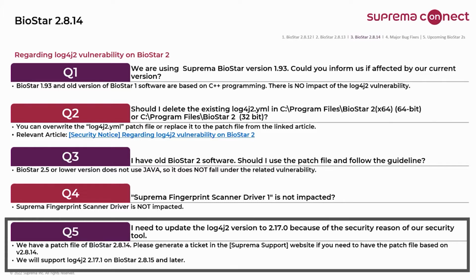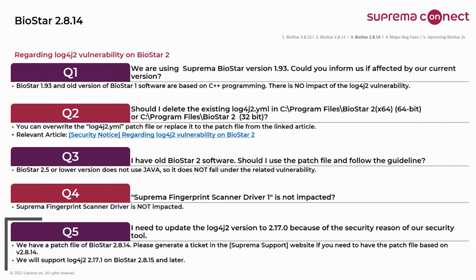Question number 5. I need to update the Log4j2 version to 2.17.0 because of the security reason of our security tool. The answer is we have a patch file of BioStar 2.8.14. So please generate a ticket on the Suprema Tech Support website if you need a patch file based on 2.8.14. Additionally, we will support Log4j2 2.17.1 on BioStar 2.8.15 and later.